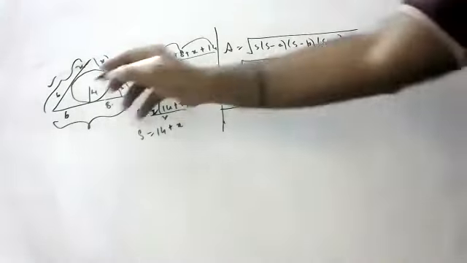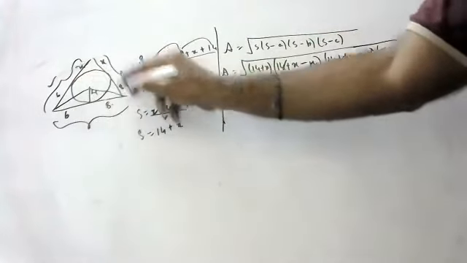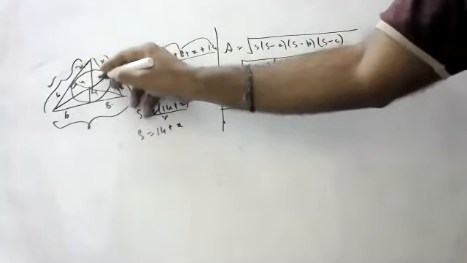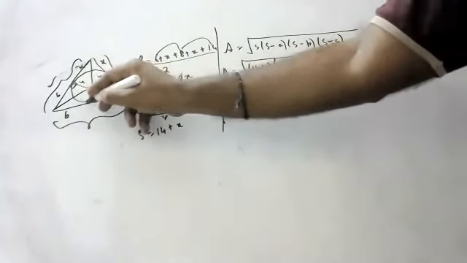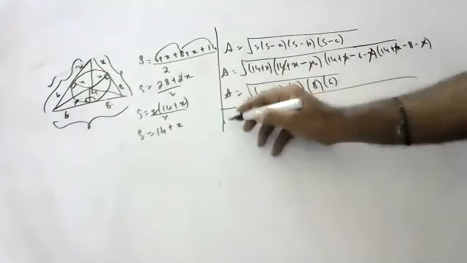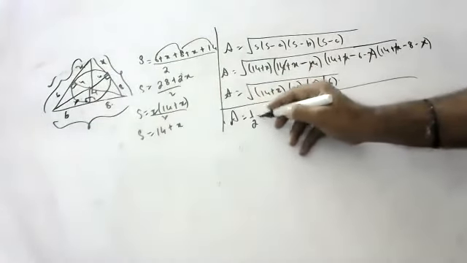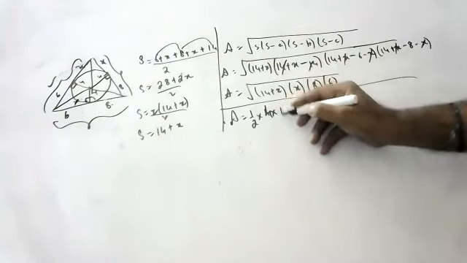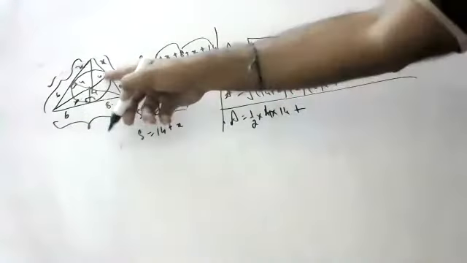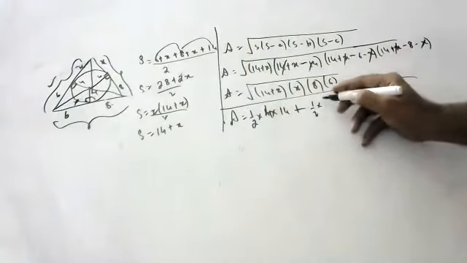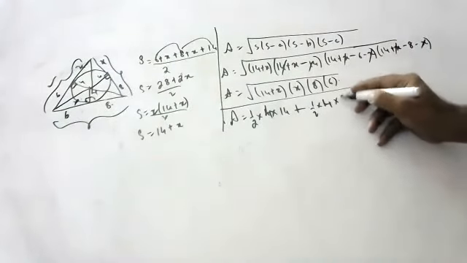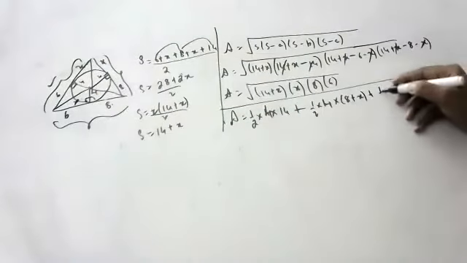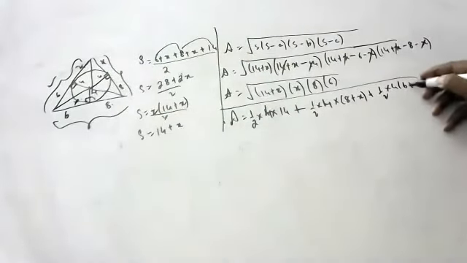If you do it in another method, children, you divide the triangle like this. This is also 4, no, children. So for this you will find the area. For this one, what is the area, children? Half into base into height. Height is 4 and base is 8 plus x. So half into 4 into (8 plus x), and for this other triangle, half into 4 into (6 plus x).